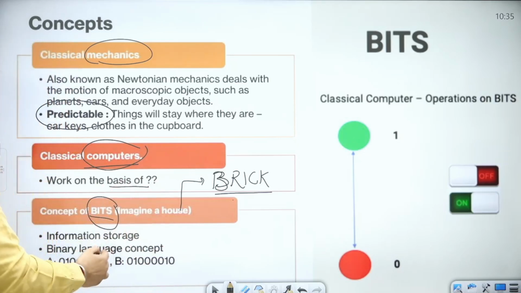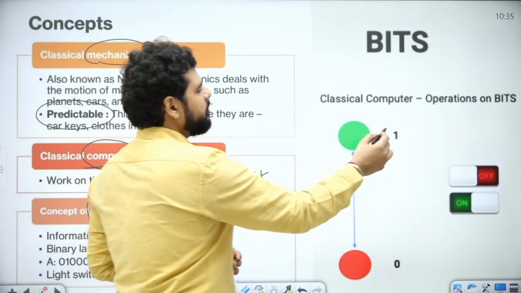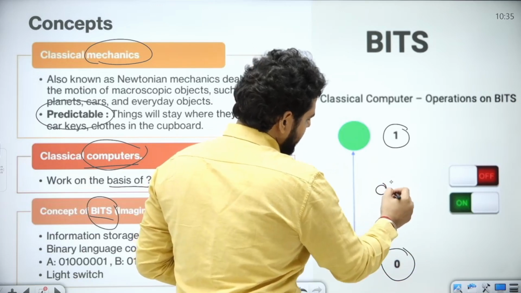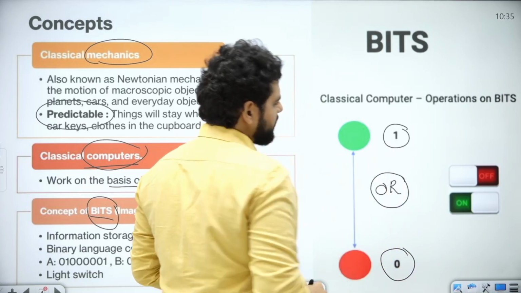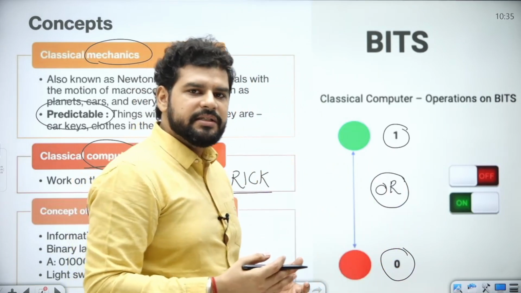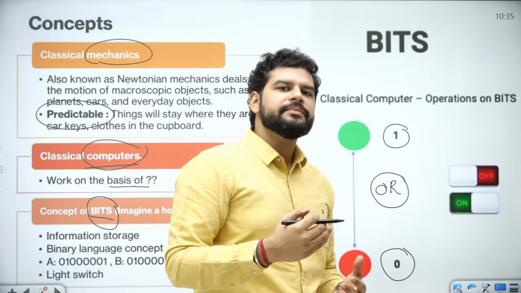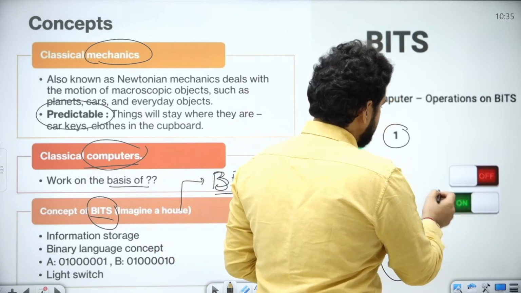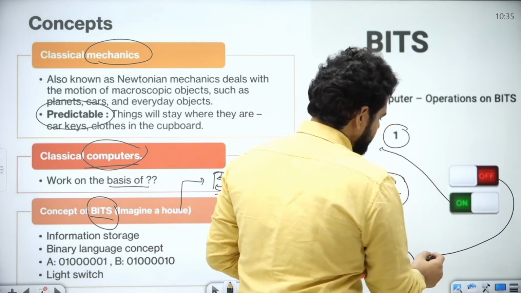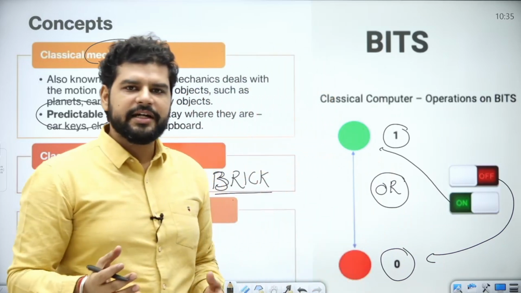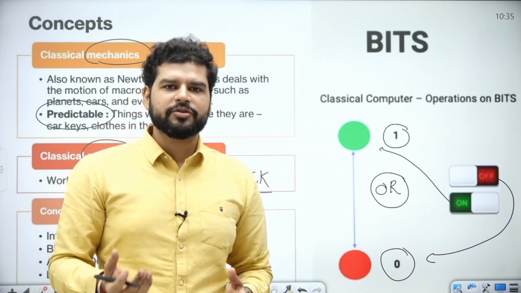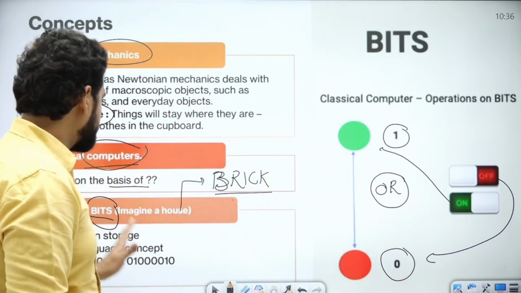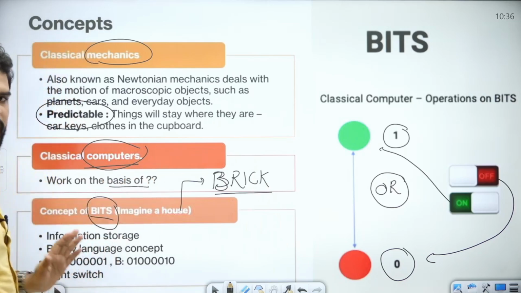It is a binary language. That means bits are either 0 or 1. It can't be both, right? So if we imagine binary language as a switch, so off will be 0 and 1 will be the on switch. So like a normal switch in our daily life, right? Because it is based on classical mechanics, the normal switch is either on or off. So bit is either on or off, it is 1 or 0.